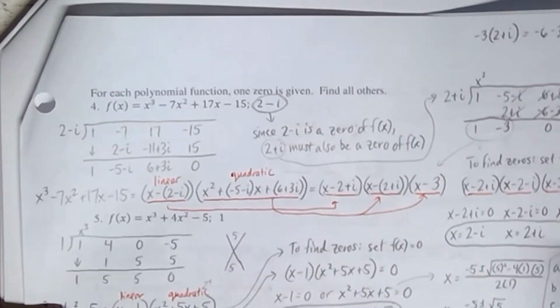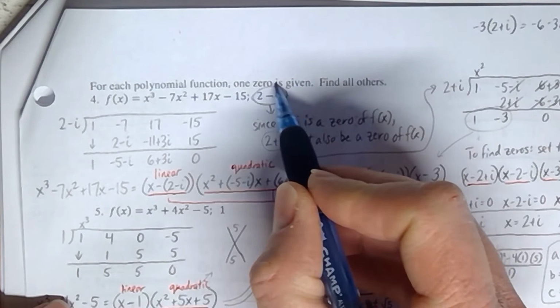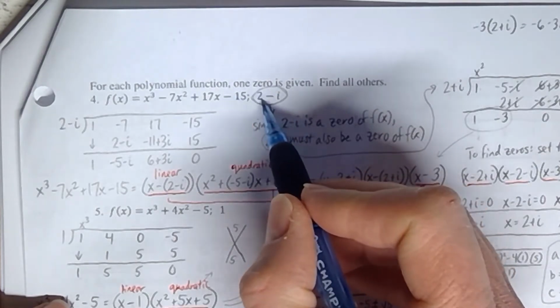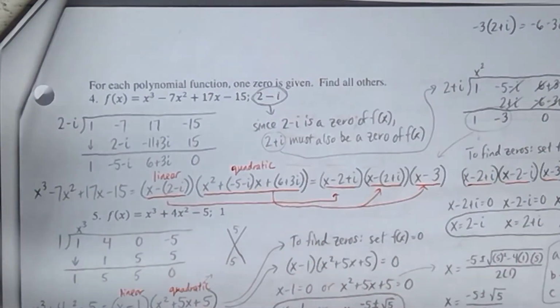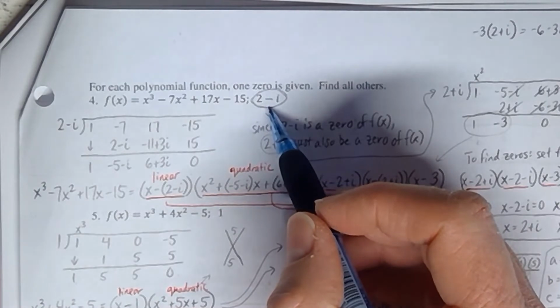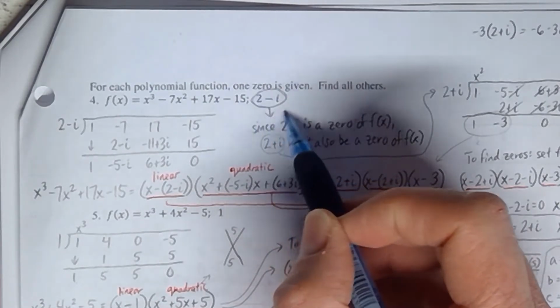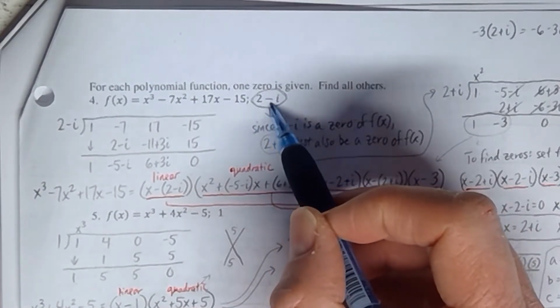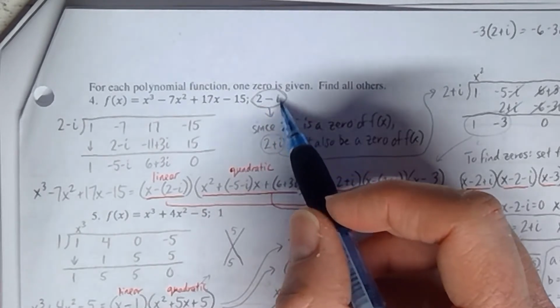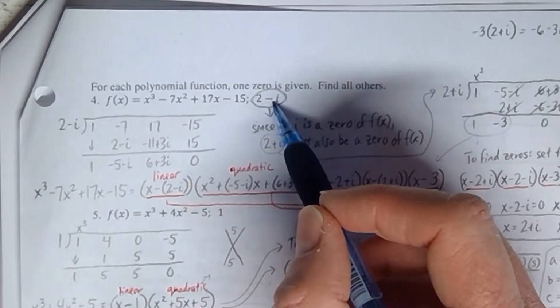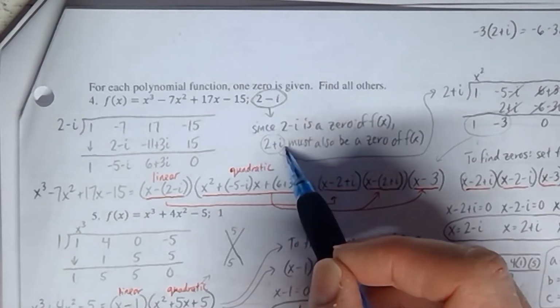Okay, now let's back up. What does that mean? It means that you can only use the conjugate zeros theorem if the problem starts you off with a complex number. That's when you use this theorem, when you have an imaginary number, with the i in it. And you already know that 2 minus i is a 0. That automatically tells you that 2 plus i is a 0.